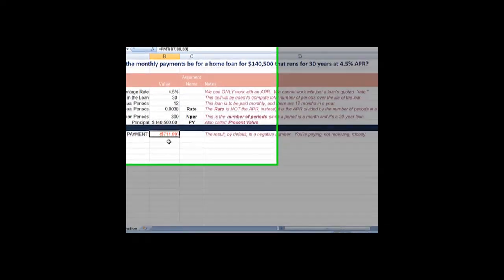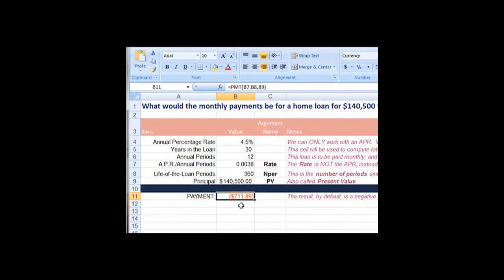Here we have it. The payment on this loan, a 30-year loan at 4.5%, $140,500, is $711.89. That is the payment function in action.